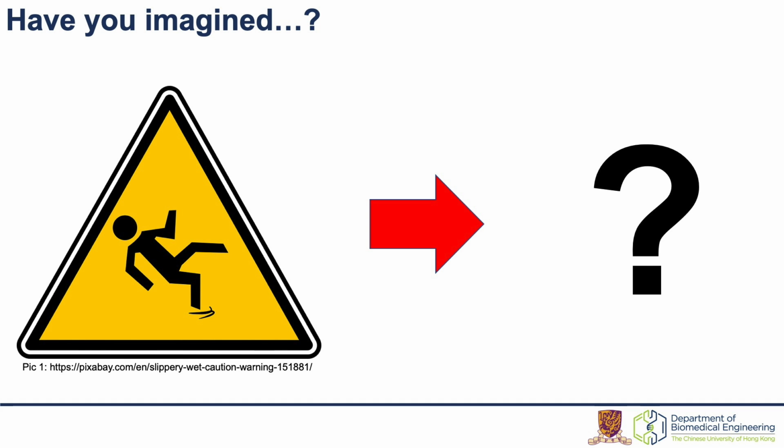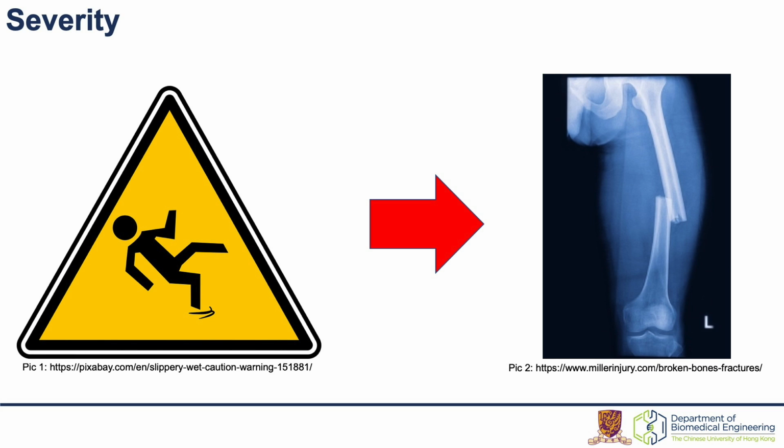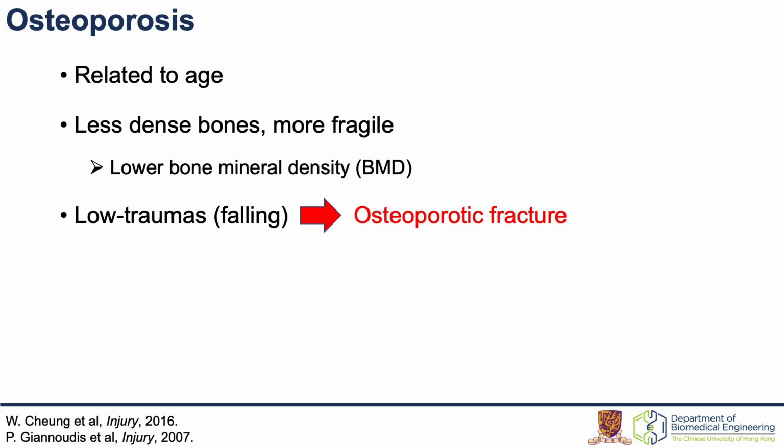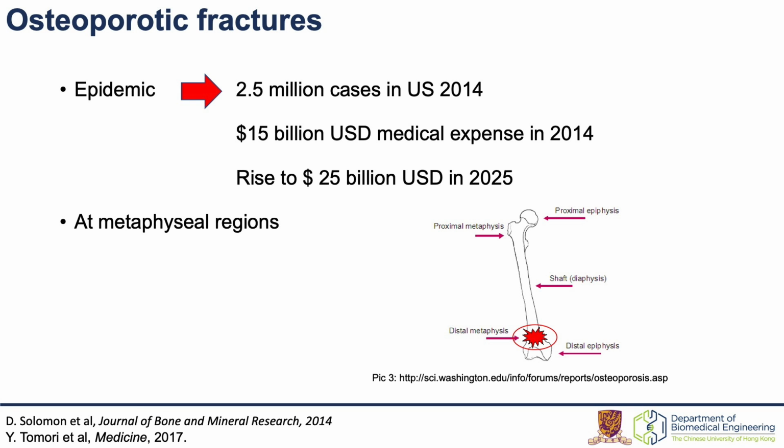Let's get started. Have you imagined that a slippery fall could cause serious outcomes? Fracture. Of course, it rarely happens to young people. Instead, the major group of sufferers is the aged, since osteoporosis is an age-related disease in which our bones have lower bone mineral density and become more fragile. So people suffer fractures from low-trauma events, like falling, and this is called osteoporotic fracture. It is particularly prevalent among older adults.